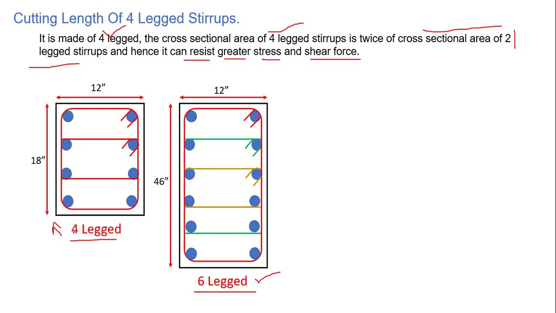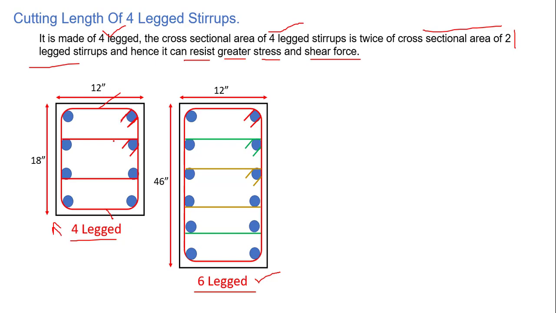Now here in this case we have 4-legged, and this stirrup is called a 4-leg stirrup. The cross-sectional area you can see is 18 by 12 inch. This is the column's external dimensions. So here we have one master stirrup, meaning the external stirrup. This one is the external stirrup. It starts right from this position, goes in this direction, and then ends at this position.